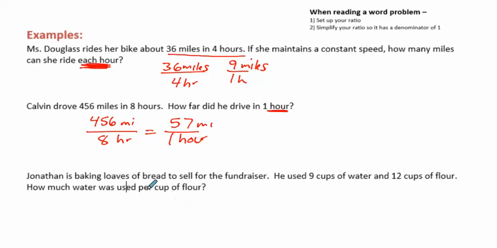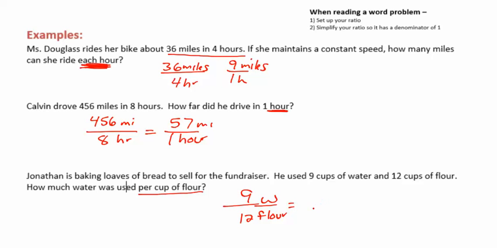Okay, let's go to the next one. Jonathan is baking loaves of bread to sell for the fundraiser. He used 9 cups of water and 12 cups of flour. How much water did he use per cup of flour? Per cup of flour, so that means flour needs to go on bottom. All right, so 9 cups of water and 12 cups of flour. Do you see how I'm labeling these so I know what I'm talking about here?